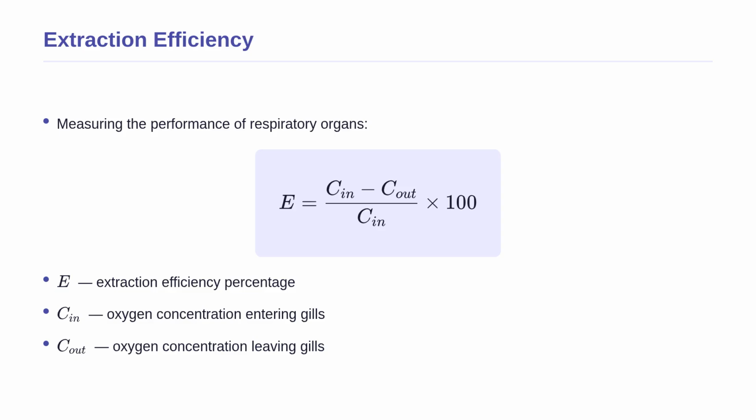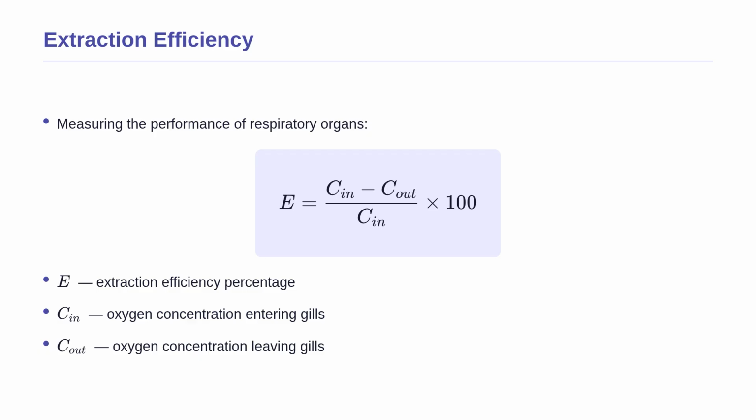This brilliant anatomical design leads us to a way to measure its success. This formula calculates the extraction efficiency of a respiratory organ. Conceptually, it compares what goes in to what comes out. The variable E is the efficiency percentage.